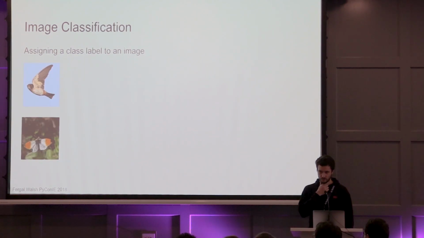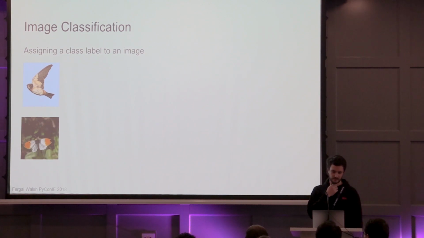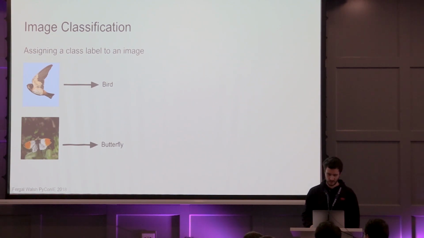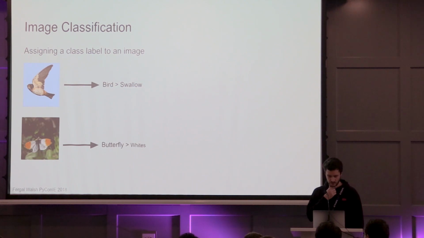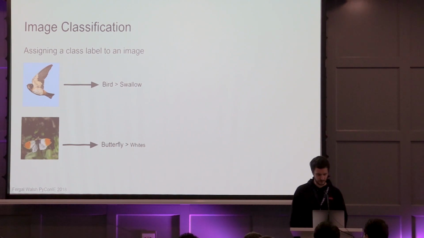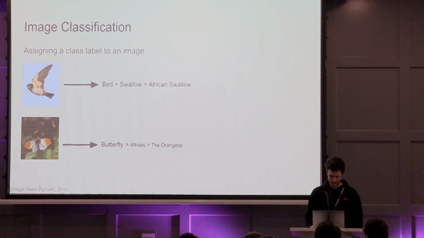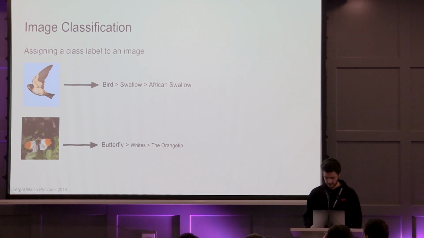So basically, the problem of image classification is the task of assigning a class label to an image. So if we look at these two images, we can easily say, well, the top one is a bird and the bottom one is a butterfly. But we can also go more detailed than that, and we can say, well, the top one's a swallow and the bottom one is in the family of the white type of butterflies. And then we could go even more detailed. So we want to know, is it an African swallow or a European swallow? It's important sometimes. Or the specific species of the butterflies.